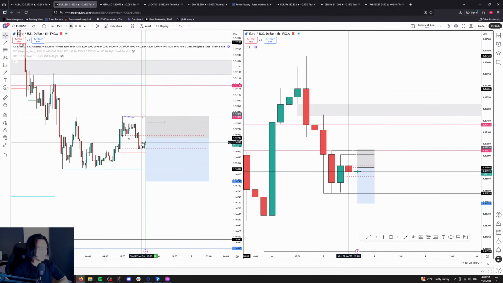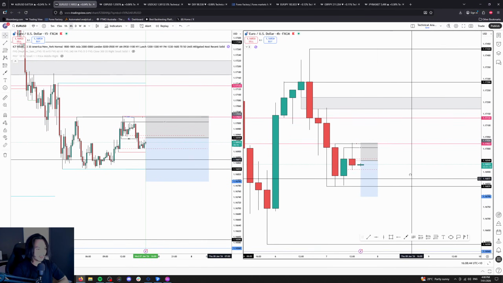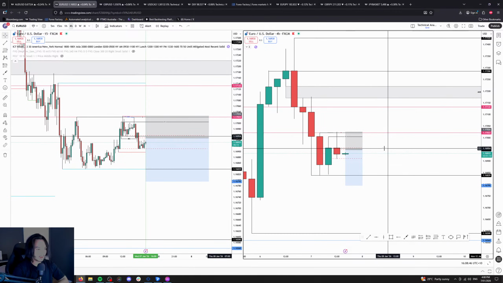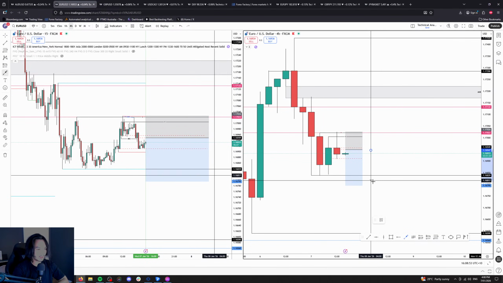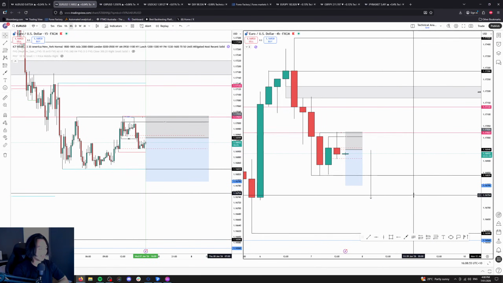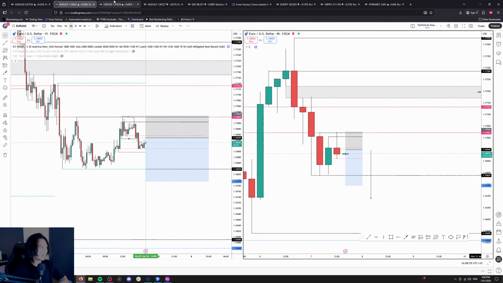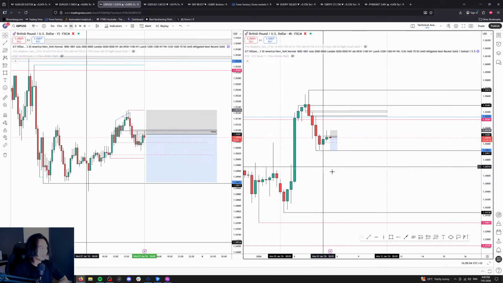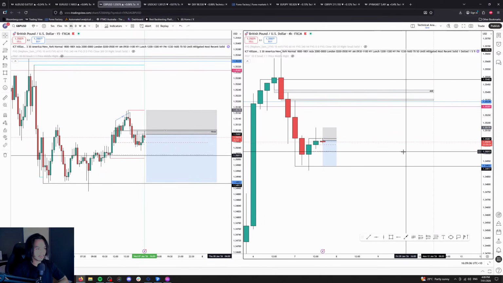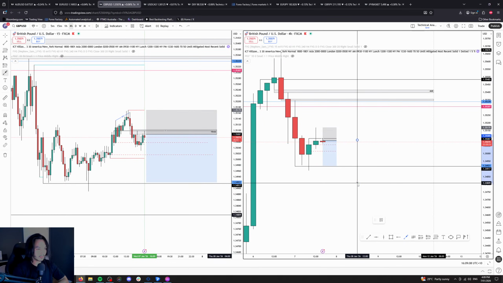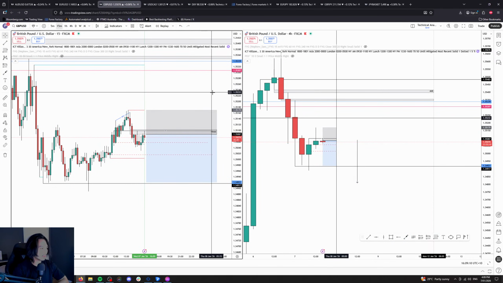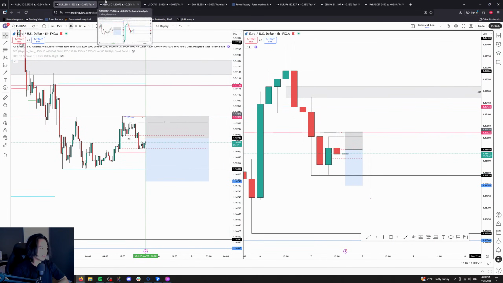I just need price to pull back a little bit further to create the new 4-hour bearish wick here, and then that will tag me in, and then I'm looking for the continuation to the downside, which will then form the new daily candle. I'd much rather the Euro USD structure here.